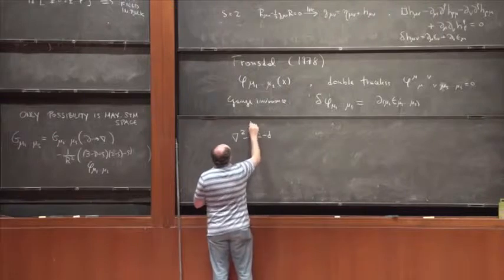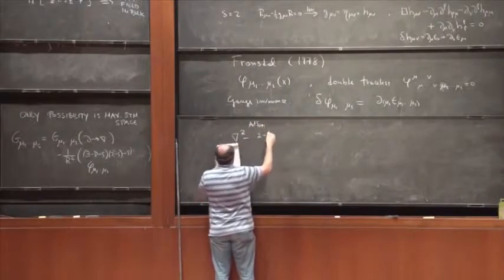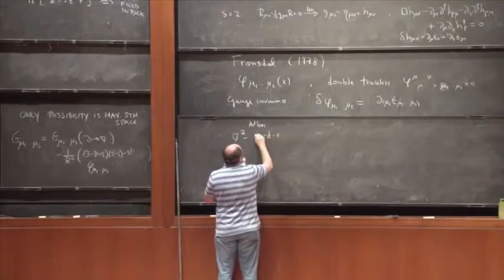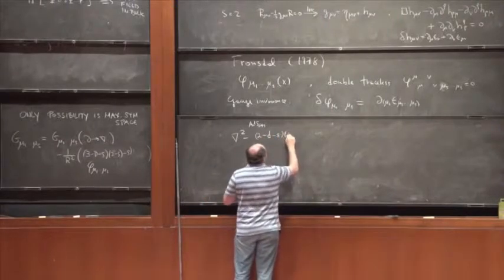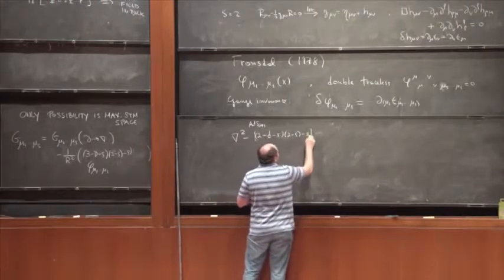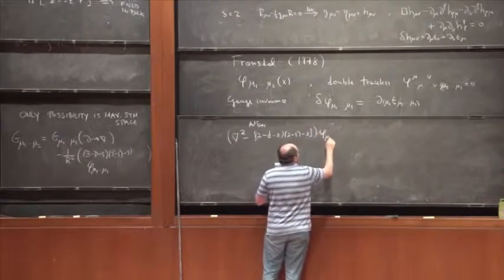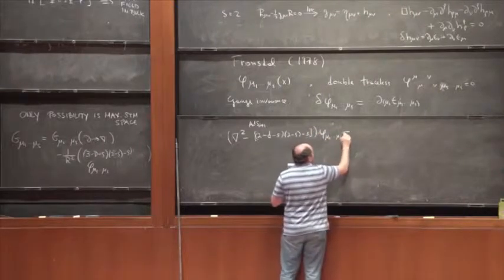In AdS d plus 1. This is the full Fronsdal equation, which I won't really need, but this may come back later. So once you gauge fix it, the equation looks like this.